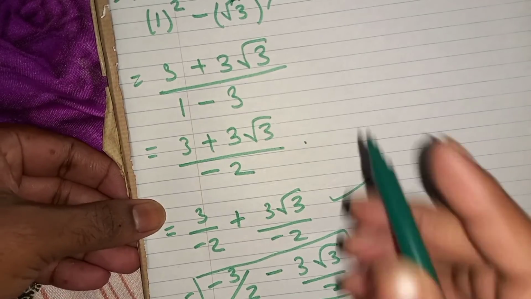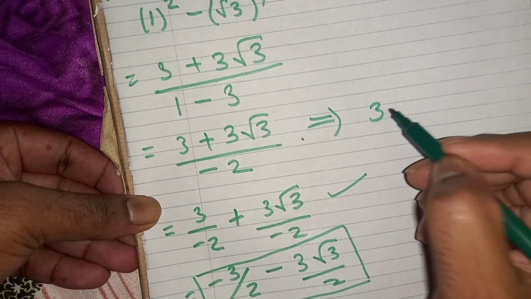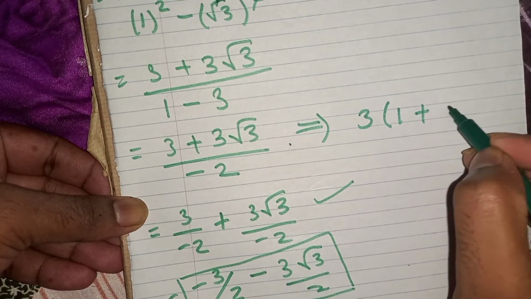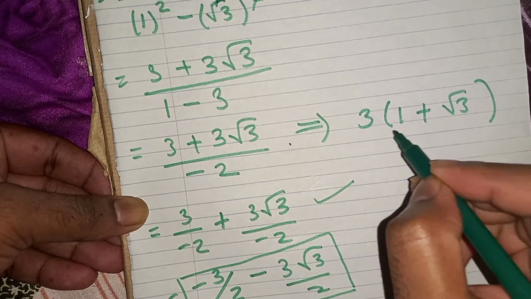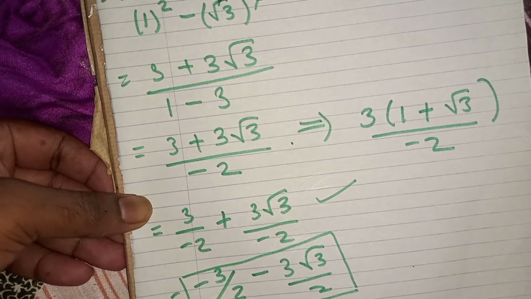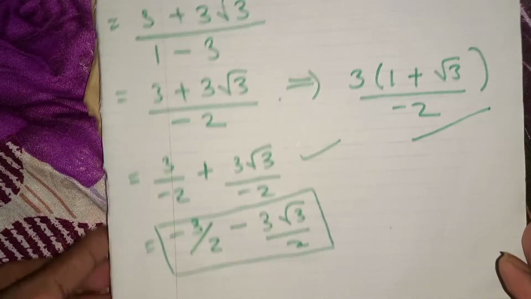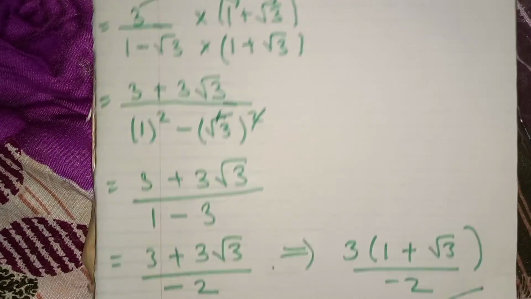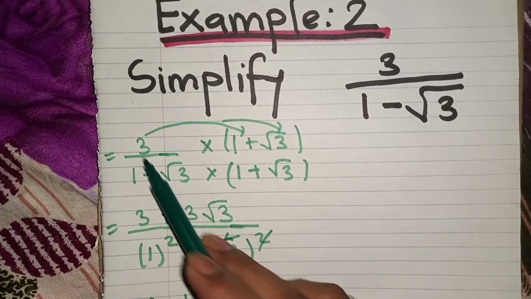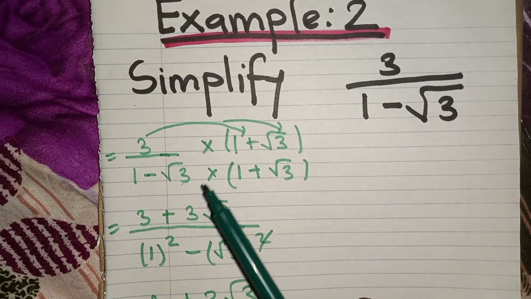Okay. Or you can say from here, you can factor out 3, because 3 is common in both. So 3 into 1 plus root 3 divided by negative 2. This can also be your answer. Right? So anyway, the main concept here is you have to multiply both the numerator and denominator by the conjugate of the denominator, right?